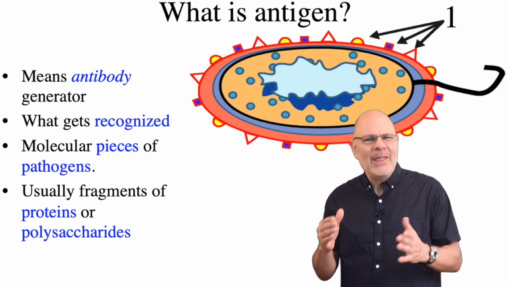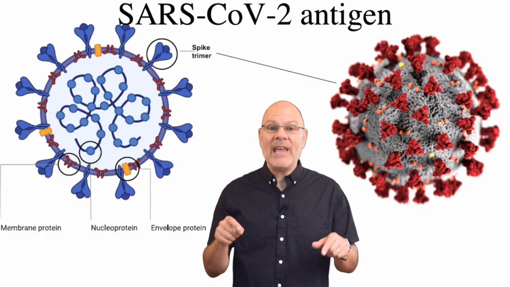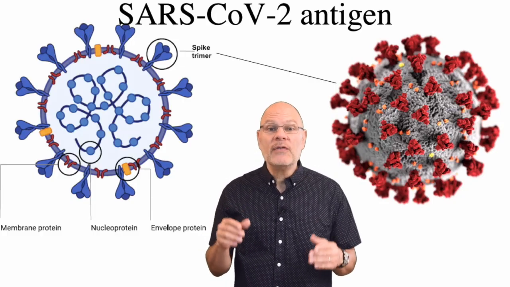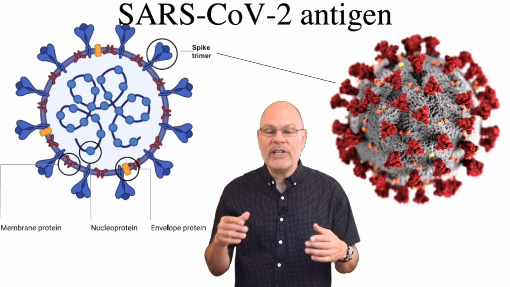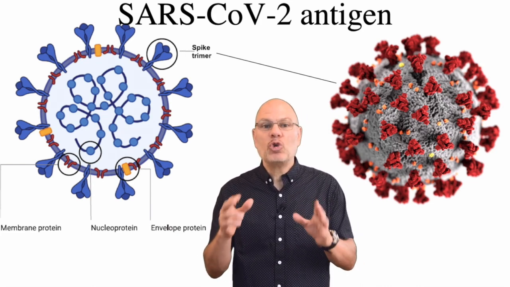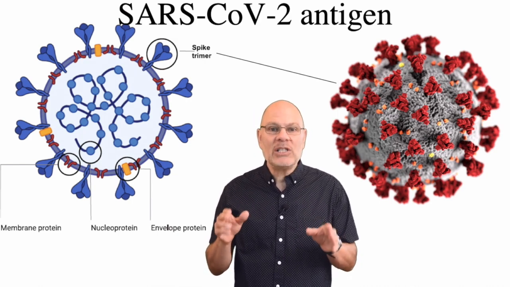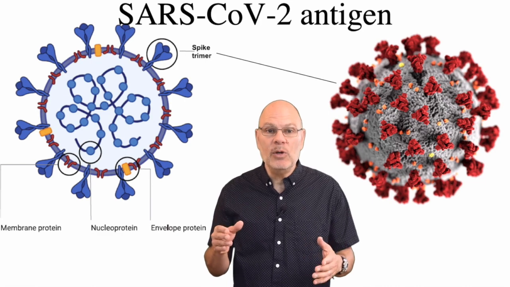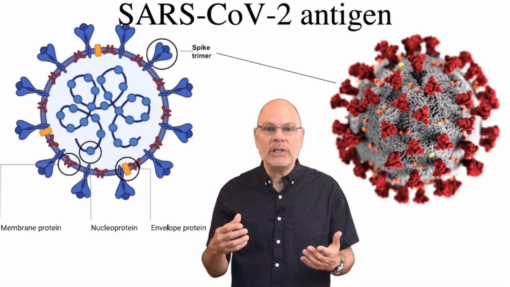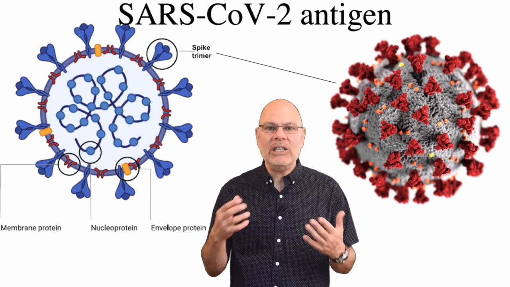In reality, they would have a very complex 3-dimensional shape. You can see that in this image. On the surface of SARS-CoV-2, the virus that causes COVID-19, is a spike protein. It's actually a trimer, a complex of 3 proteins. That spike is possibly something that could be recognized by the immune system as it mounts its counterattack. In other words, that spike is an antigen, an antibody generator.